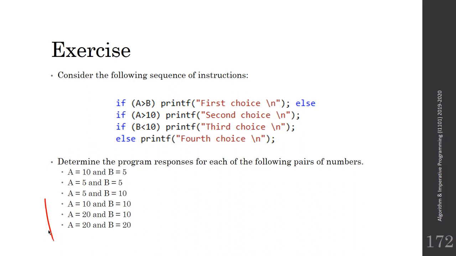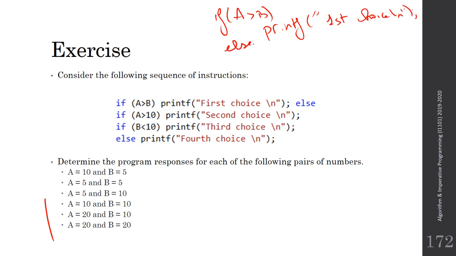So we have here an if. I will write it above. If a is greater than b, I will print f, first choice. I will write it like this because there's no space, so it's okay. And then I have an else. Since we don't have curly braces, we link the else with the last if encountered. The last if encountered is this one, so we link the else part to this if.